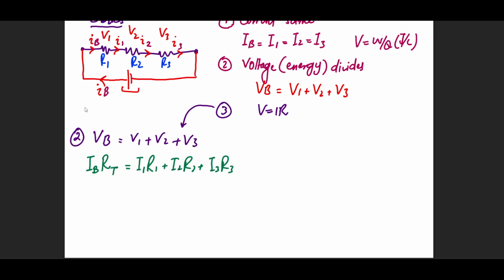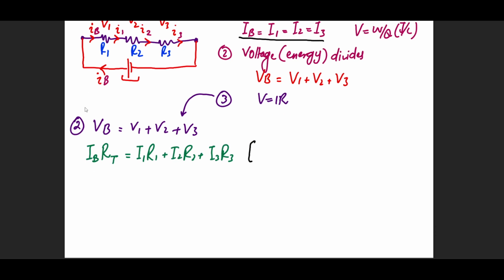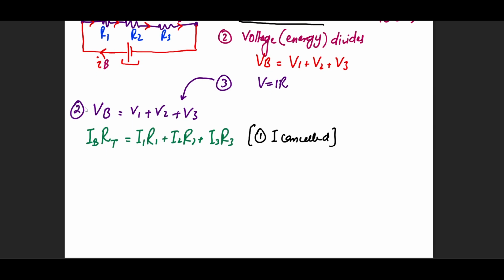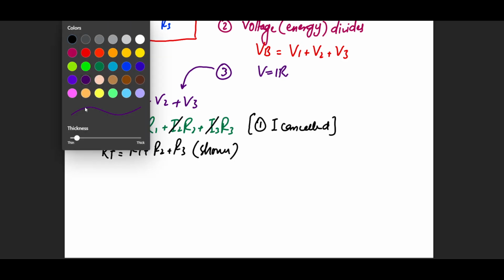Now, from this point onwards, we realize that the current was the same, right? So because of equation number 1, current is going to get cancelled from all sides because it's the same. So IB cancels out with I1, I2, and I3, right? And we are left with the equation RT is equal to R1 plus R2 plus R3. That is the proof of series resistance, that all the resistances are added together. This is why they are added together.